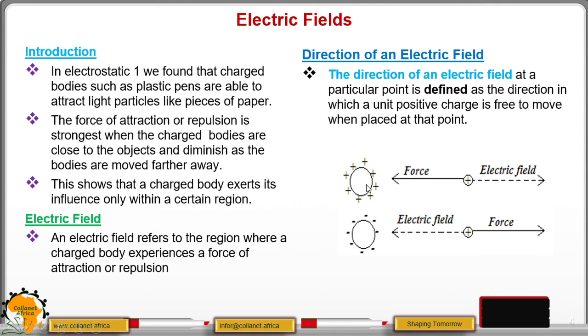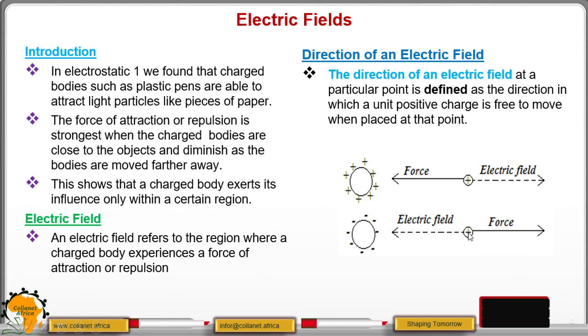So we have the charged bodies here. Right? Then we have the force. This one is positively charged and this one is negatively charged. The electric field is towards this one, and the electric field in this one is towards that one. Because if you look at the body here, which is positive, this body will move in the opposite direction because it can't move towards the positive.